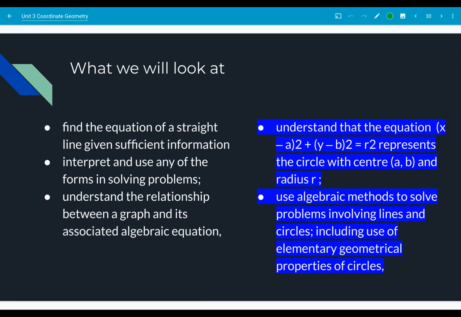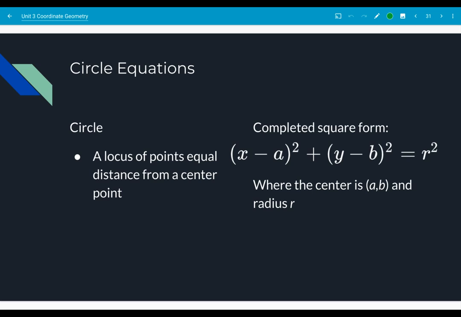In this video, we're going to look at circles. It's basically the equation of circles and how then we can work with those circle equations to solve problems.